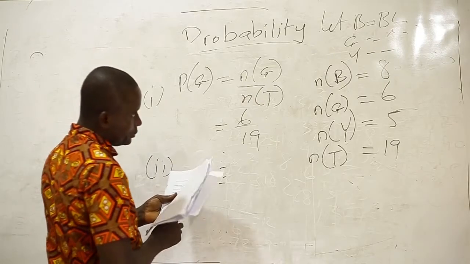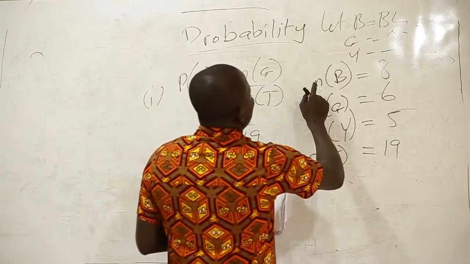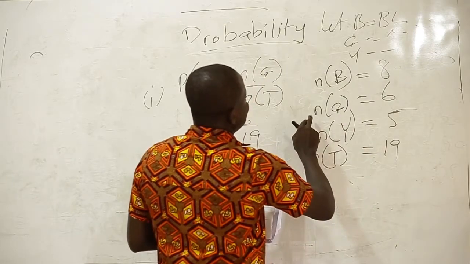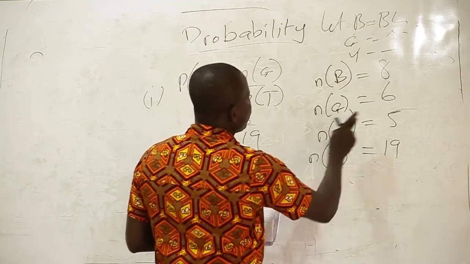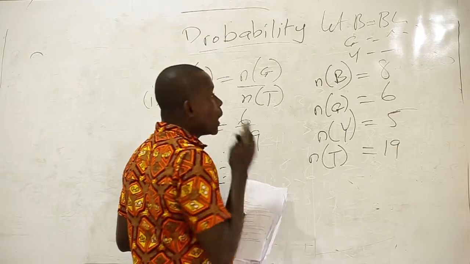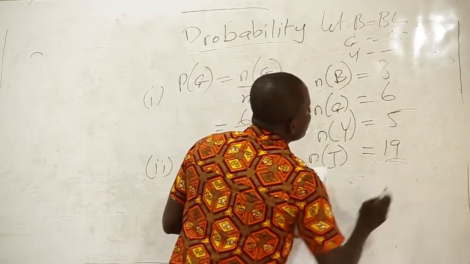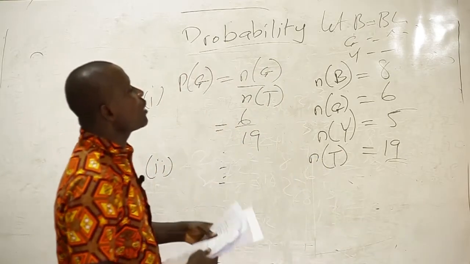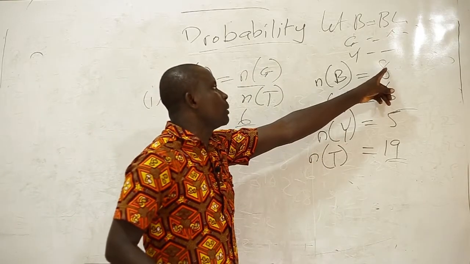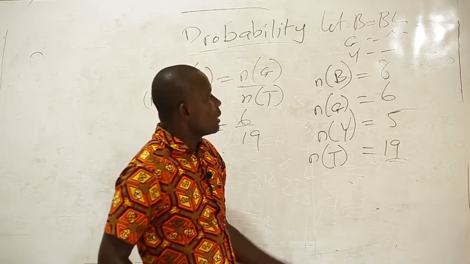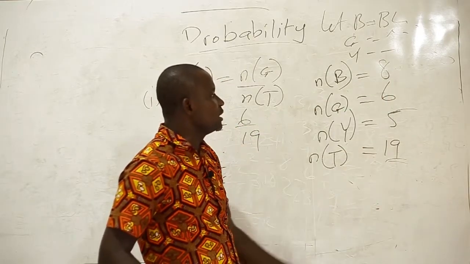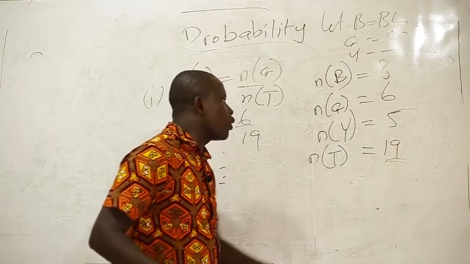I'm repeating. Number of blue balls were 8. Number of green were 6. Number of yellow were 5. So after you do that, then sum all of them up. And when we sum up, we got 19. So probability of getting blue is what? The number of blue over 19. Probability of getting green is number of green over 19. Probability of getting yellow is number of yellow over 19.